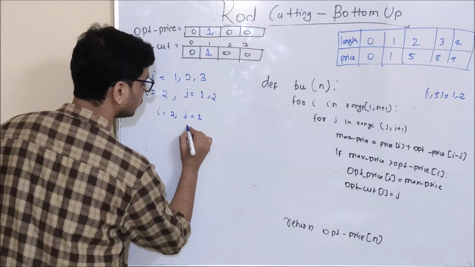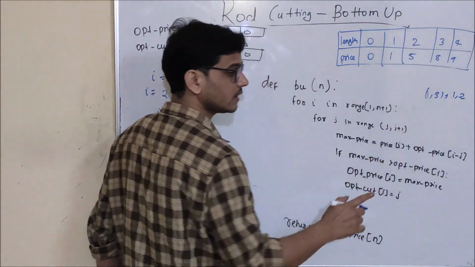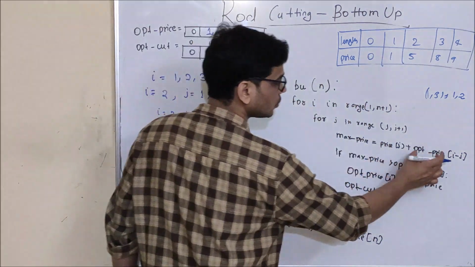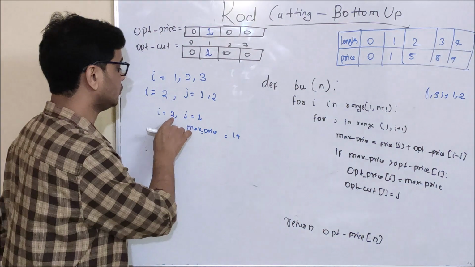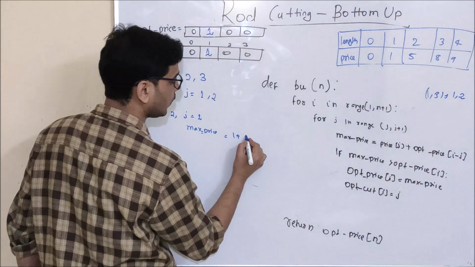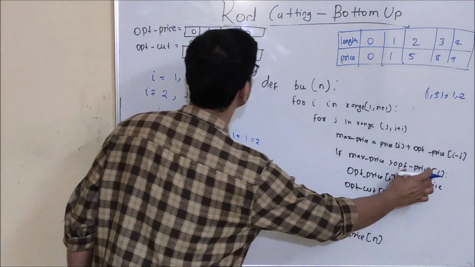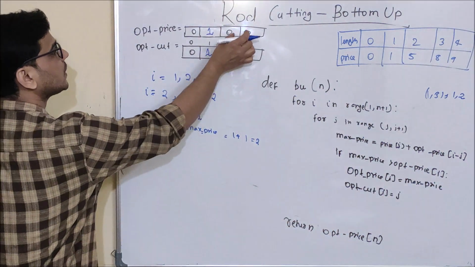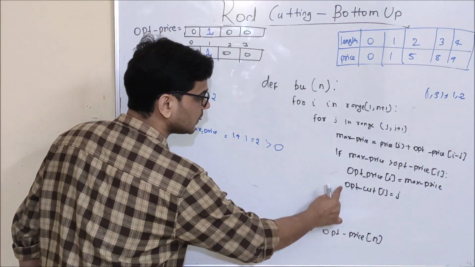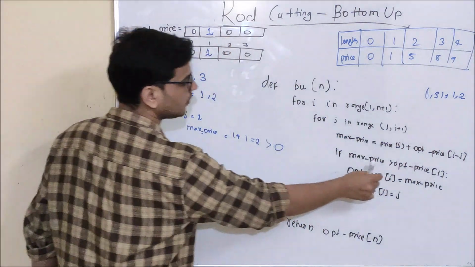So first of all, I am going to calculate max price. So max price will be equal to price of j. And what is j here? 1. So 1 plus opt price of i minus j. i is 2, j is 1, so opt price of 1. And what is opt price of 1? 1. It is equal to 2. In max price we have 2, and in optimal price of i, what do we have? Optimal price of 2 we have 0. So 2 is greater than 0. So these two lines will execute. In optimal price of i, that is 2, we will update max price.